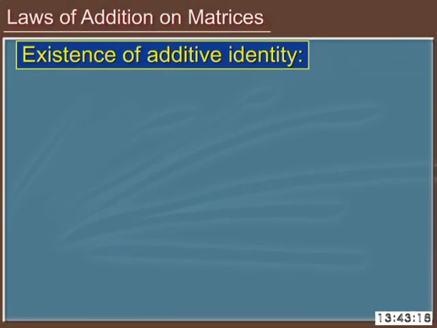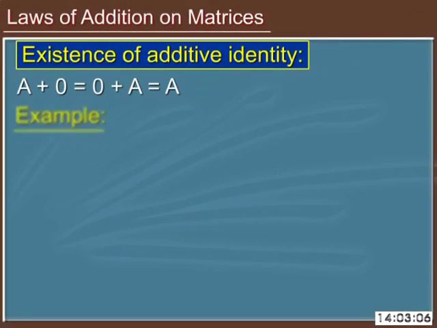Existence of additive identity. For a matrix A, A plus 0 is equal to 0 plus A, which is equal to matrix A, where 0 is the 0 matrix of the same order as the matrix A. Now, let's see an example.